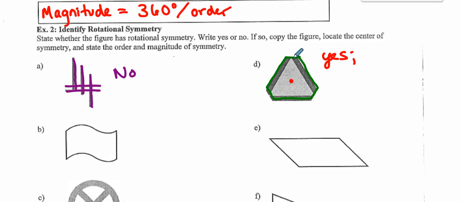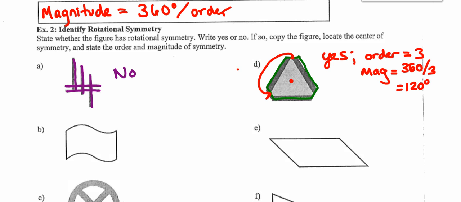Now, notice that it went to itself once, 2, and then 3 times. So the order is equal to 3. The magnitude, or the angle, is going to be equal to 360 divided by 3, which is equal to 120 degrees. So every 120 degrees, it's going to map to itself. And notice if you add those 3 120s up, you get 360.